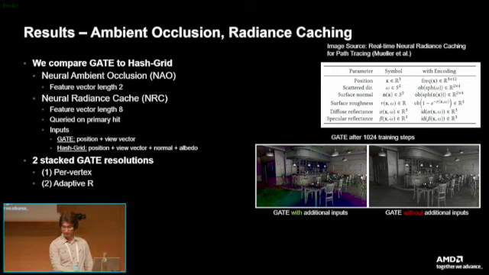And as I said, we use 2 stacked resolutions. That's fewer than for the hash grid. For the hash grid, we use 8 resolutions. With GATE, we can only do 2. That's another point where our performance increase comes from, and we still get better quality.